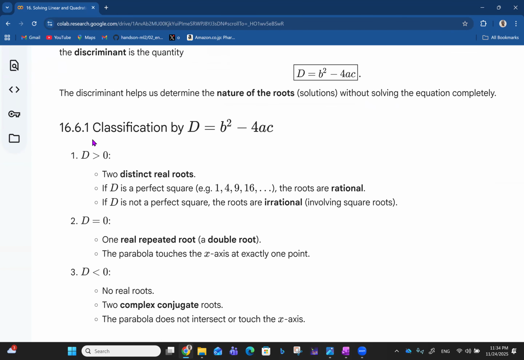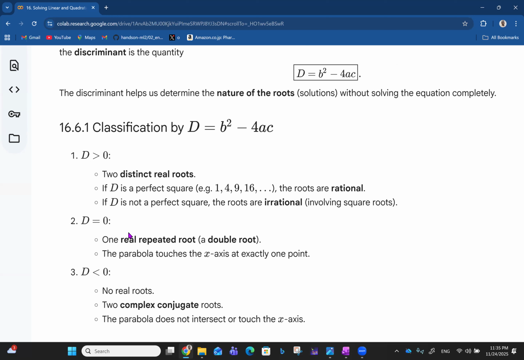If d is positive, you're going to have two distinct real roots. If d is a perfect square, like 1, 4, 9, 16, the roots will be rational, and you will not have a surd in that case, because you get a whole number from the discriminant part. If d is not a perfect square, the roots are irrational, involving square roots, like 1 plus root 2, 1 plus root 3, and things like that.